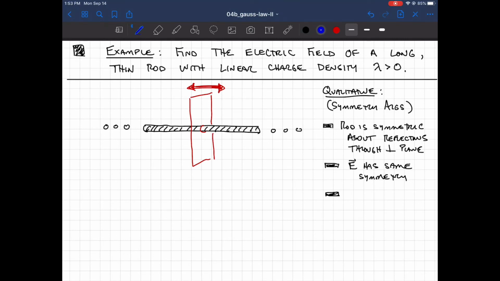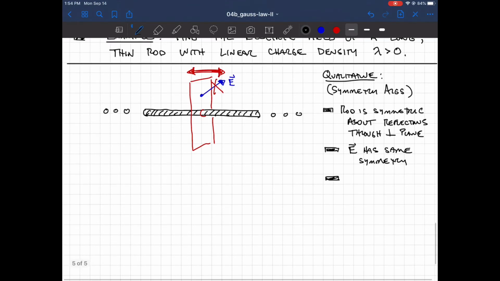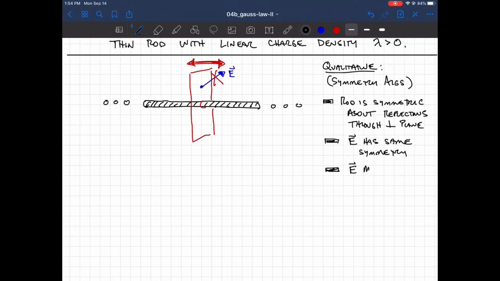Well, notice that if I choose a point in the plane that I'm doing the reflection through, and I look at the electric field vector which has its tail there, then, for example, an electric field that points like this would not be allowed. The reason is that if I do that reflection, the electric field vector would flip and point in the opposite direction. Then we'd have two different electric field vectors at the same point for the same object, and that's impossible. So this reflection implies that E must point in the plane.